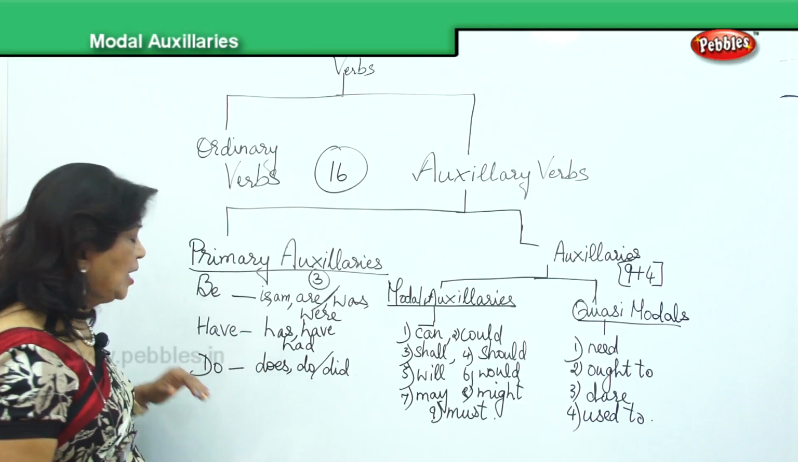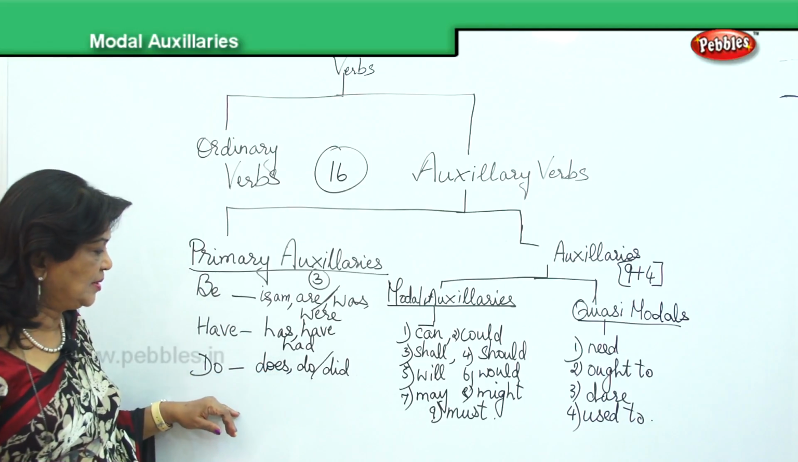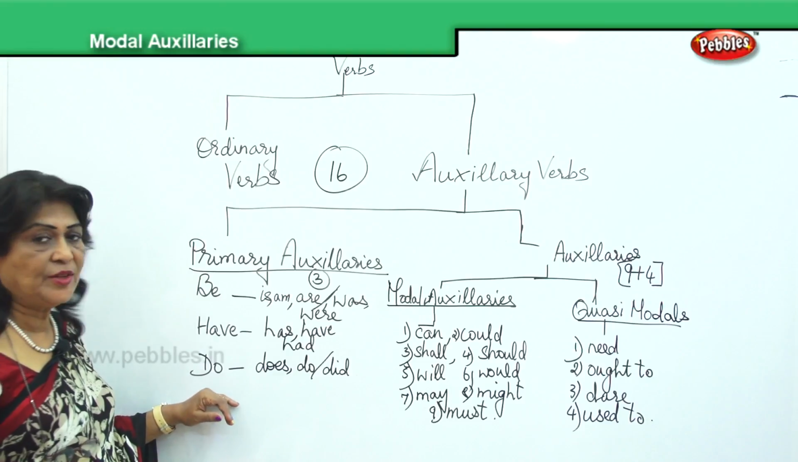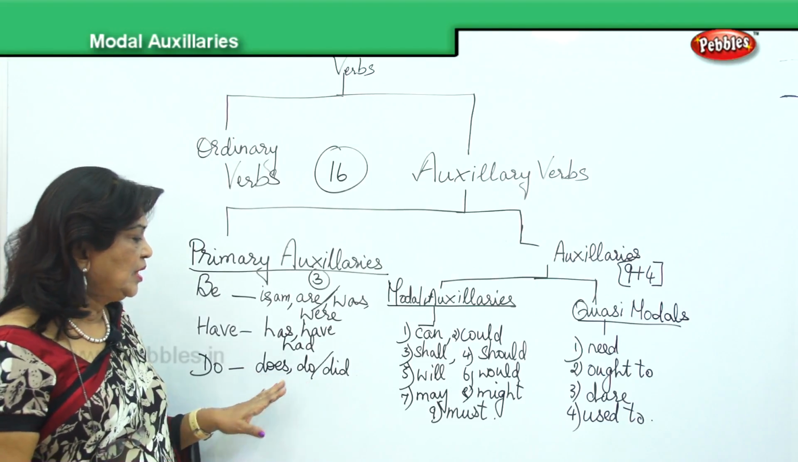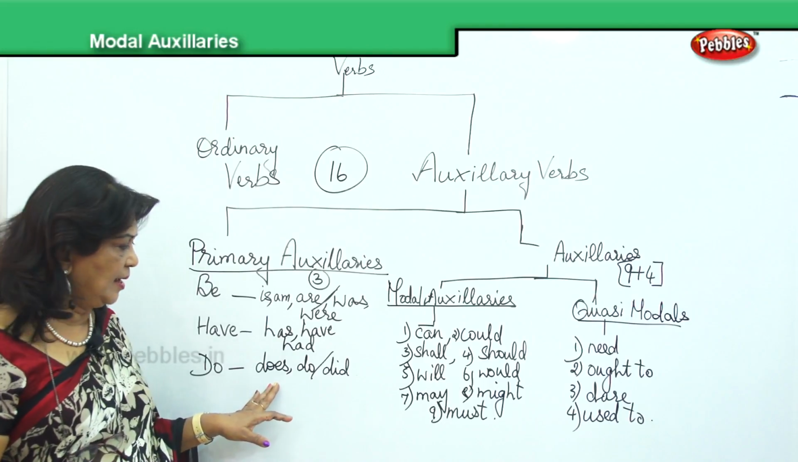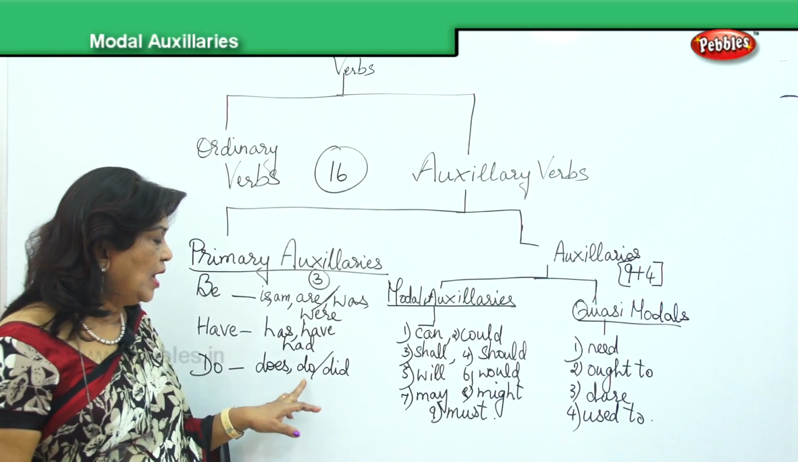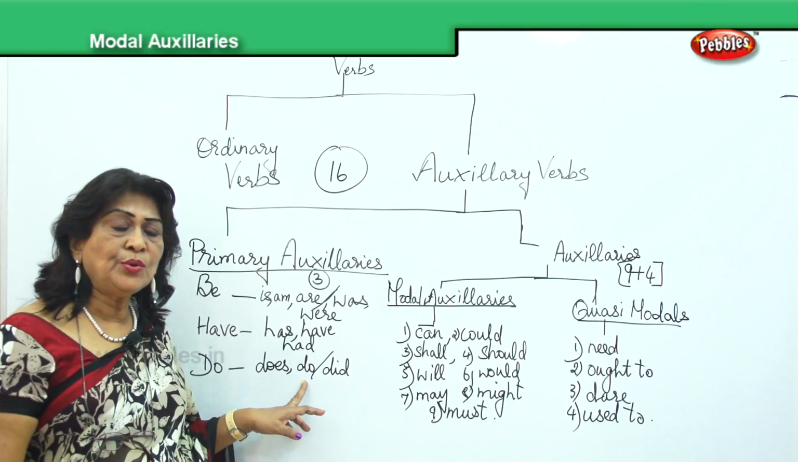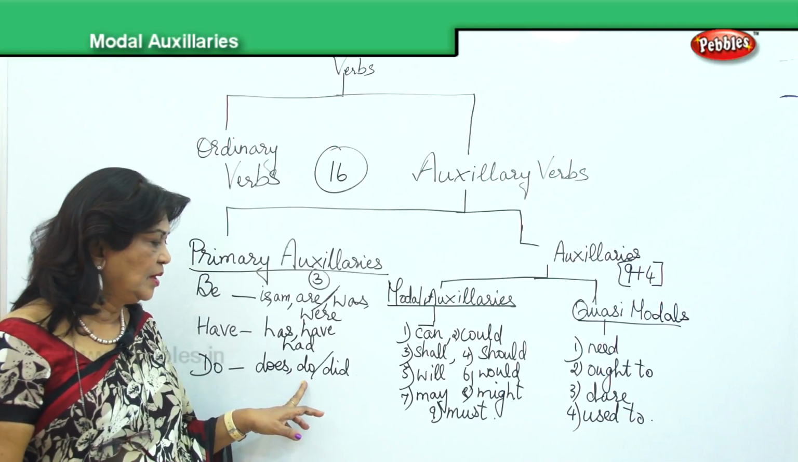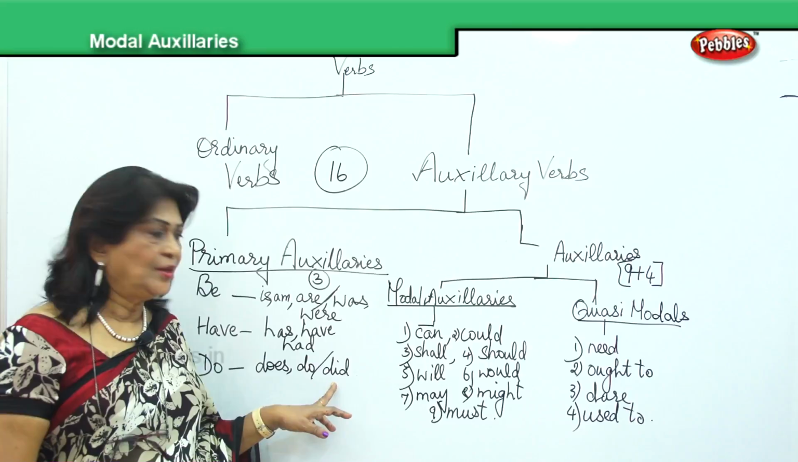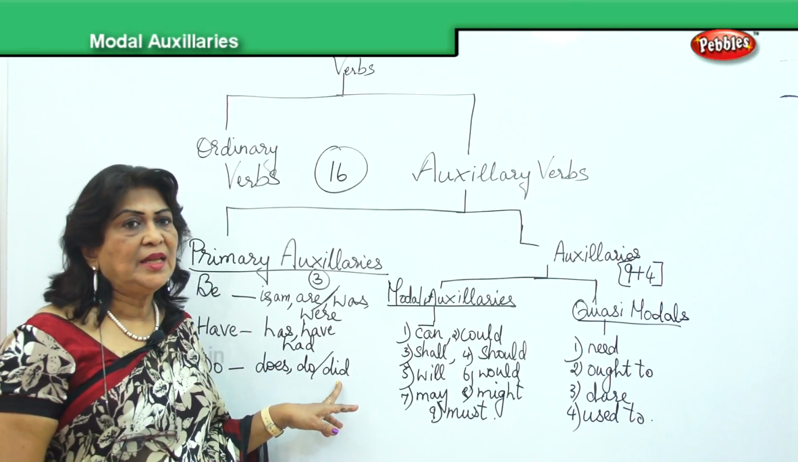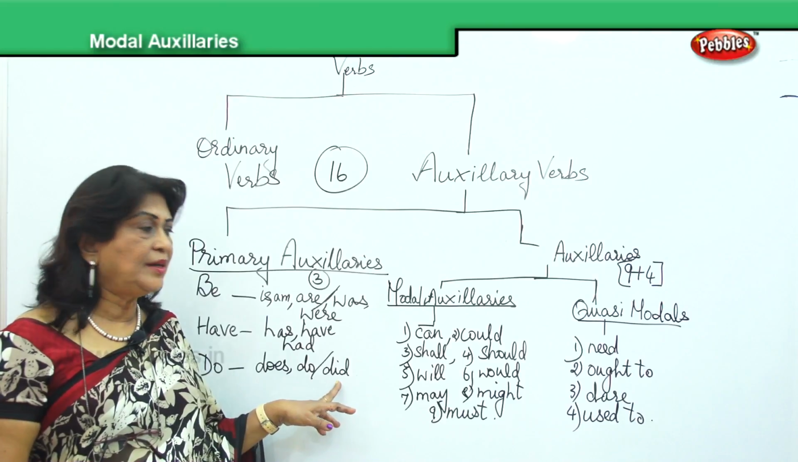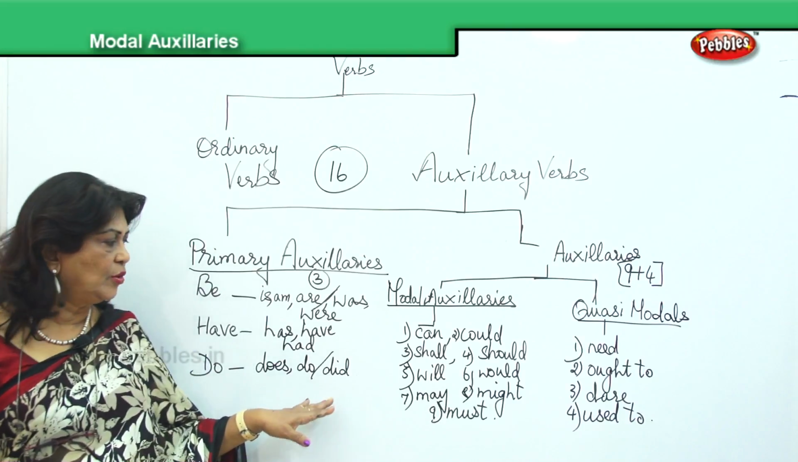Okay. Now, the do form of verbs. For the present tense, it is does and do. He does, she does, it does. And I do, we do, you do, and they do. And the past tense of the do form of verb is did. He did, she did, they did, we did, I did.